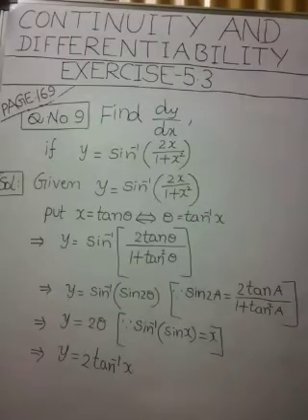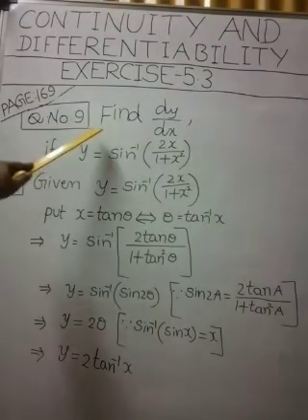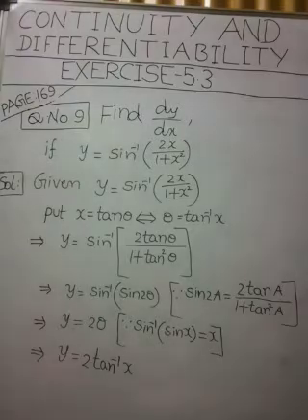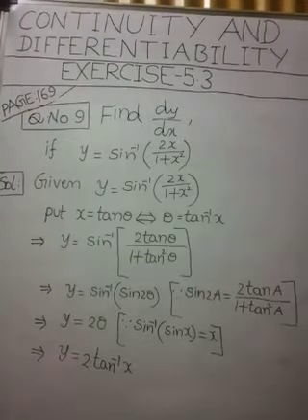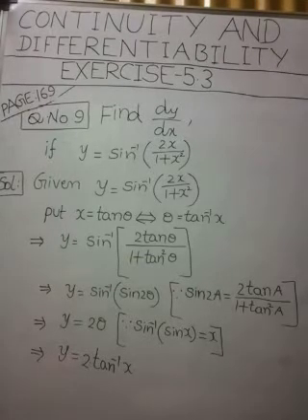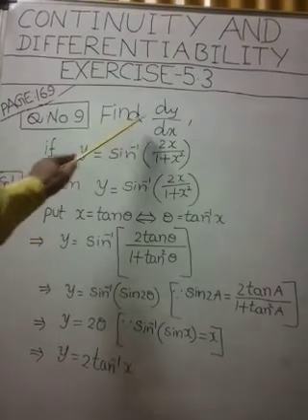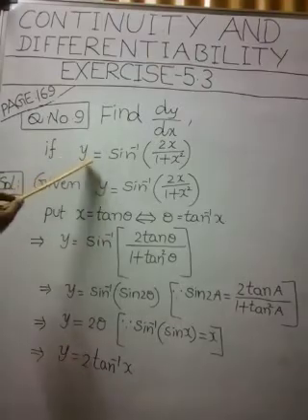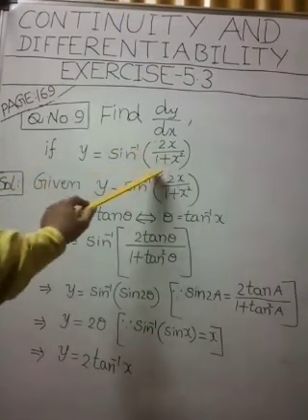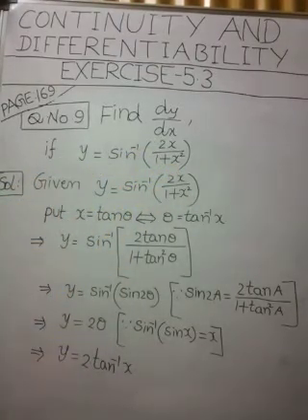Right. Now come to question number 9. From here onwards, the functions are inverse trigonometric functions. Here inverse trigonometric functions will be given. In that case, we have to find dy by dx. Find dy by dx if y is equal to sin inverse of 2x by 1 plus x square.